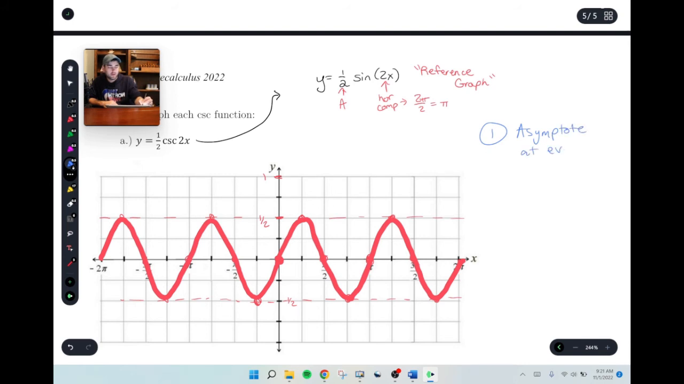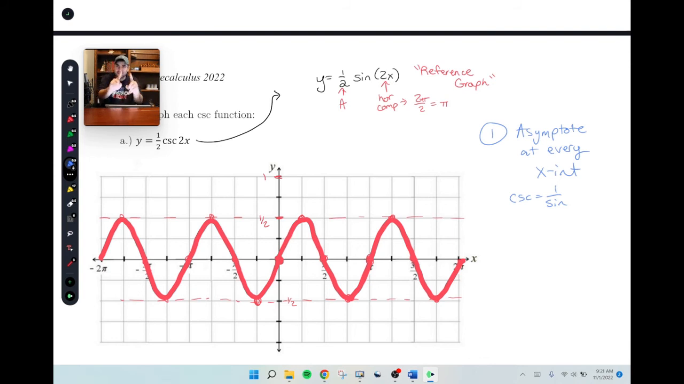at every x-intercept. You know, you're saying, why? Why put an asymptote at every x-intercept? Well, because we remember cosecant is 1 over sine, right? And if sine is 0, because that's called x-intercept, roots, zeros, solutions, they're all the same. If sine is 0, that gives us 1 over 0. And that's bad, right? We can't have 1 over 0, so that's an asymptote.